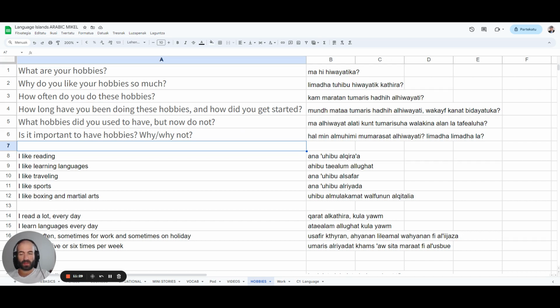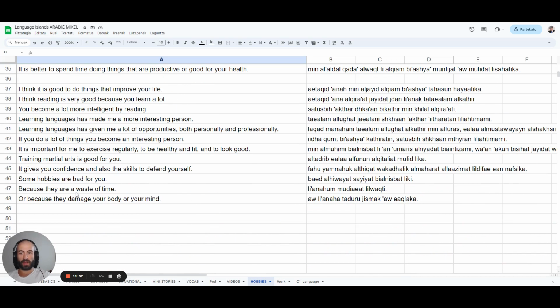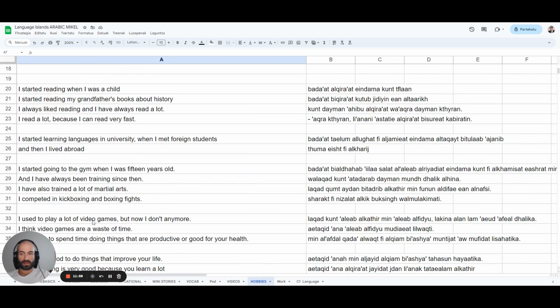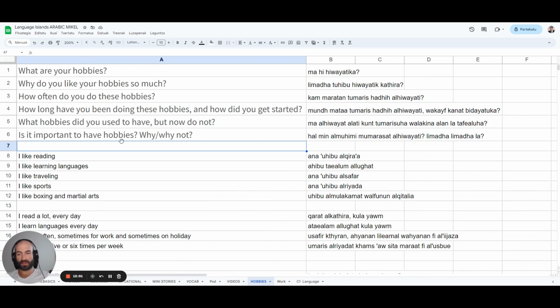And finally, once you think you are pretty good, you should look at this and try to say everything in the language that you're learning without looking at this. So, what are your hobbies? I have no idea how to say it in Arabic, but I would try. And if I'm not sure, check it, say it correctly. What do you like? I try to say that, then check if I said it correctly. And I do the whole thing till the end. And then the next day I try again.